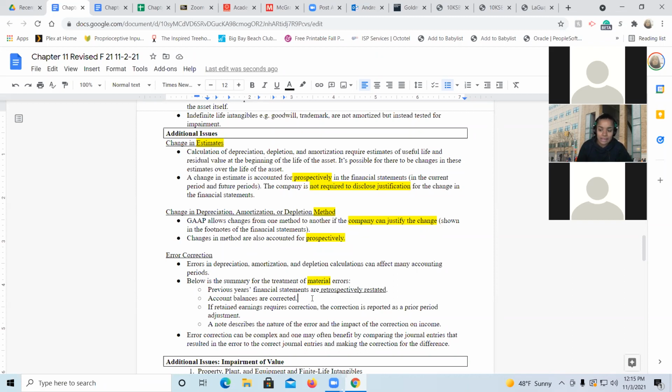So obviously we don't want an error to happen, but if it does happen, everything going back has to be fixed, right? All the accounting balances have to be corrected.